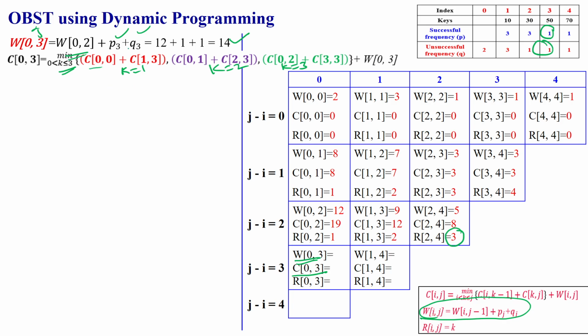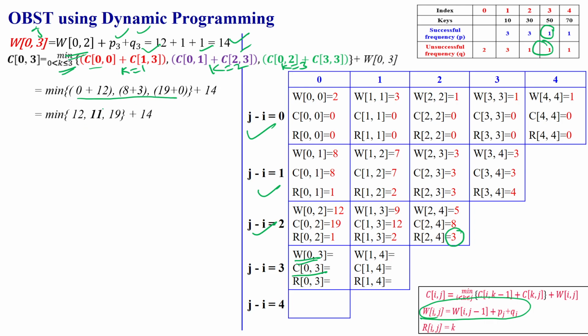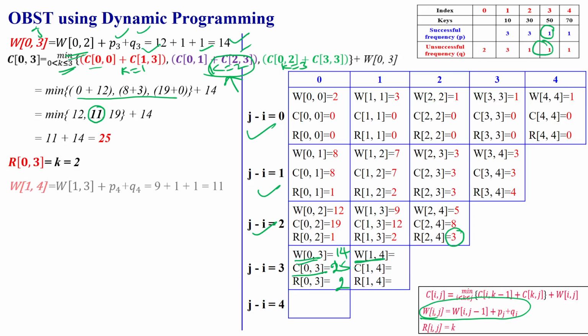So all these terminology values are available in the previous cells. So you can substitute the values. When you're substituting the values, you will get this term. So here among this, 11 is the minimum. So which value is giving you 11? K equal to 2. So now for c of 0 comma 3 we got the value 25, w of 0 comma 3 is 14, r of 0 comma 3 is here the k value 2, right? That is the value. Then we have to identify for w of 1 comma 4.